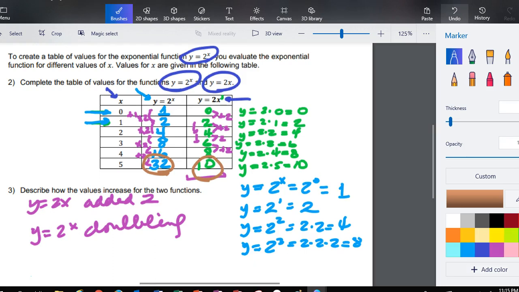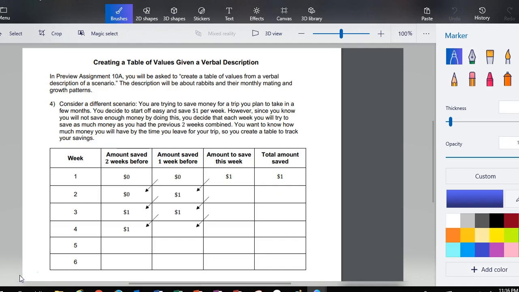If you have not completed question 4, now is the time to go ahead and work on it, and then come back and we'll work on it together. Another skill you're going to need to know for your quantitative reasoning or your Math 1332 lessons, you're going to need to create a table of values given a verbal description. The description is going to be about rabbits and their monthly mating and growth patterns. But for question 4, let's consider a different one.